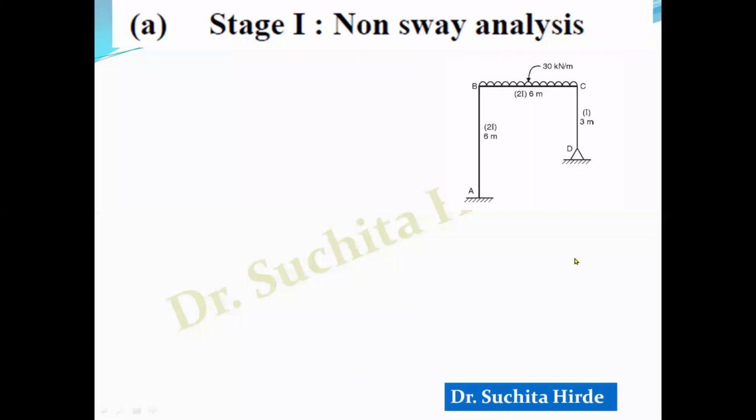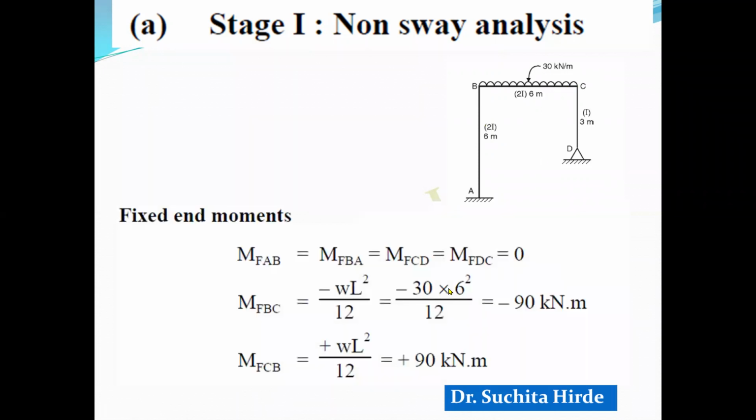So stage 1 analysis is for moment developed due to external load. Though here the imaginary support is not shown, we imagine there is a support here because of which there is no sway, and therefore we carry out a non-sway analysis for this external load. So for that, first of all, you have to calculate the fixed end moment. Columns are not subjected to any external load, so fixed end moment in column is 0.